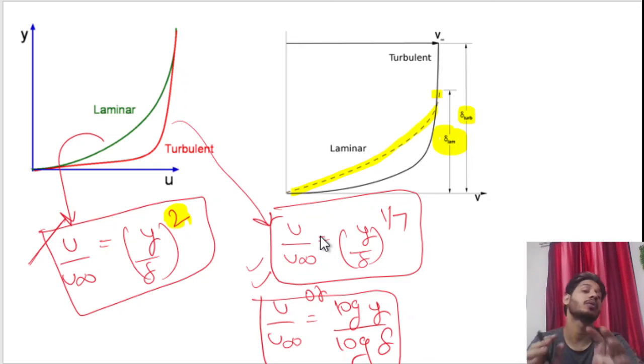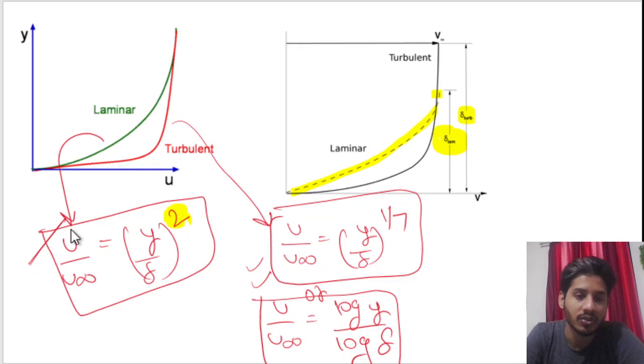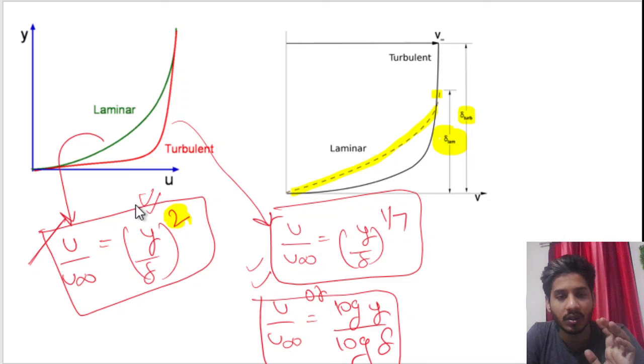So in exam question, don't get confused. In turbulent boundary layer region, the equation of the graph is the 1 by 7 power law or logarithmic curve. While in case of laminar region, it's parabolic. I hope this is clear.